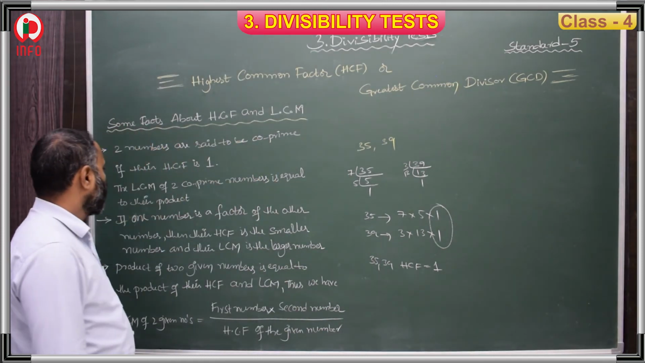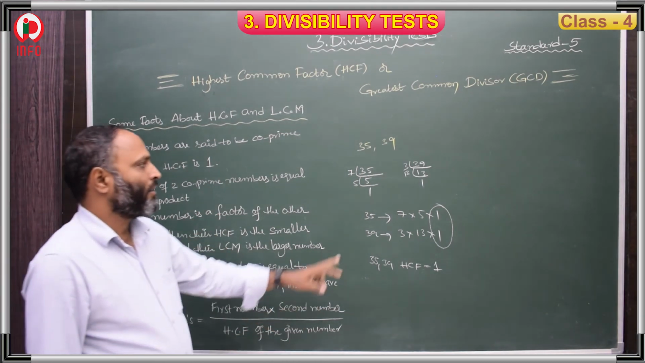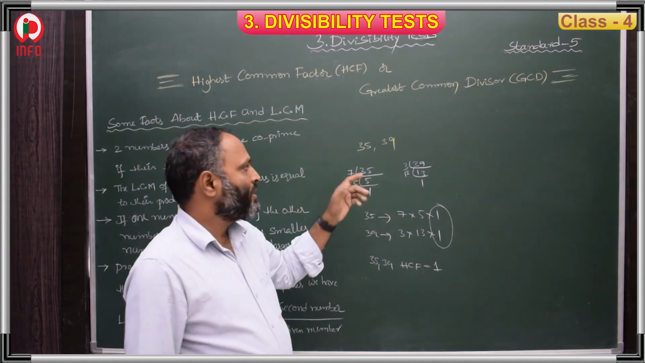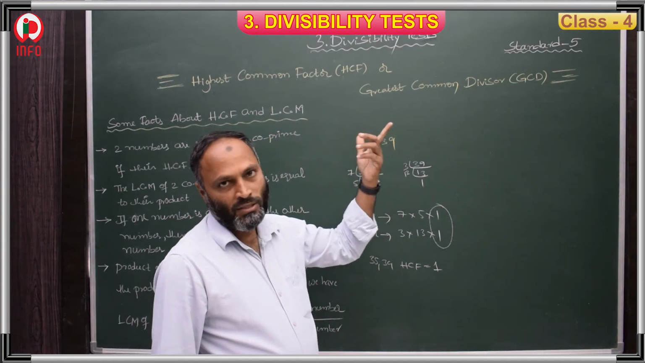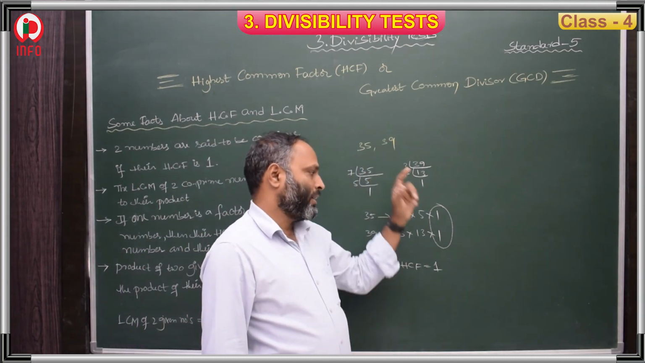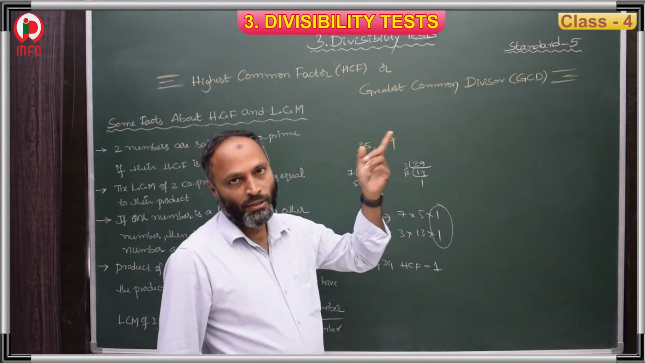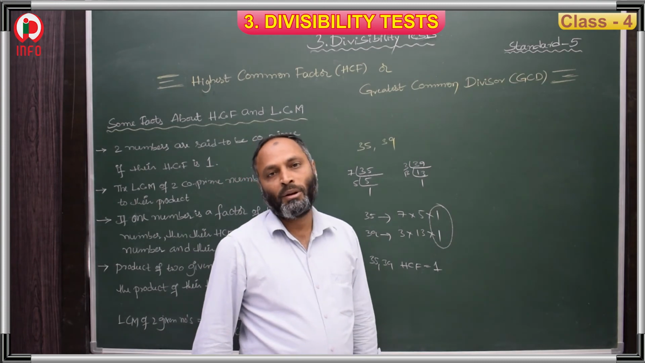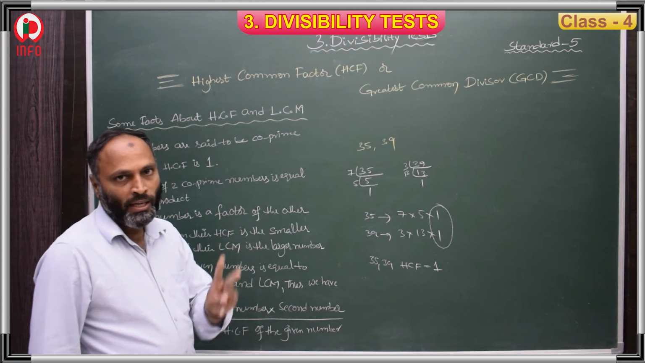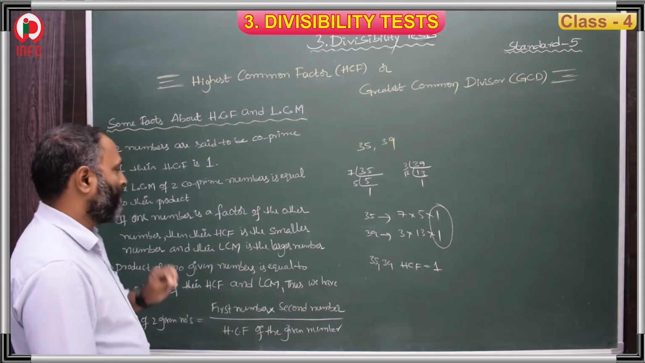Now, second, the LCM of two co-prime numbers is equal to their product. Here, 35 and 39. If you are going to find the LCM of these two co-prime numbers, you just have to multiply these two numbers. That is your LCM. For two co-prime numbers, the HCF is 1, and the LCM is the product of the two co-prime numbers. This is the difference between HCF and LCM when co-prime numbers are given.